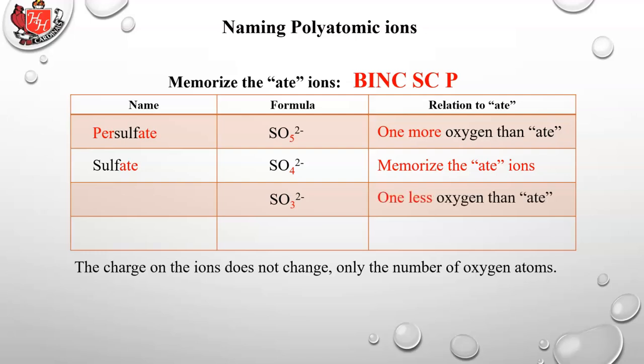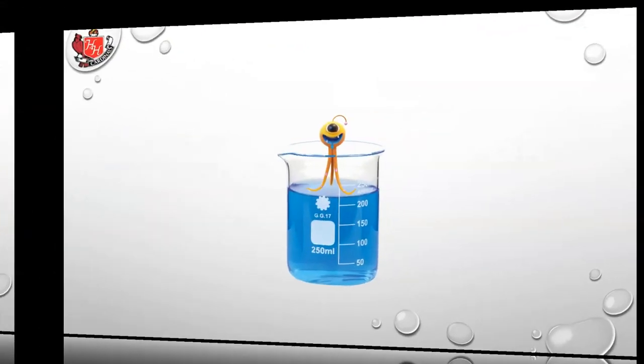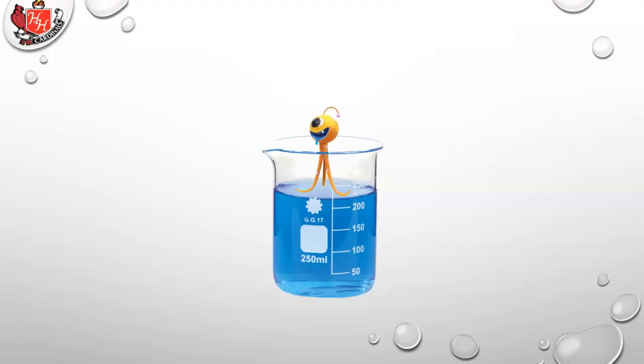Now we're going to go down. SO3 2 minus. That's 1 less oxygen than the 8. And what's that going to be called? That's going to be called sulfite, ITE. And finally, 2 fewer oxygens than the 8. What's that going to be called? That's going to be called hyposulfite. Again, the charge does not change. And that takes care of this lesson on naming covalent compounds.